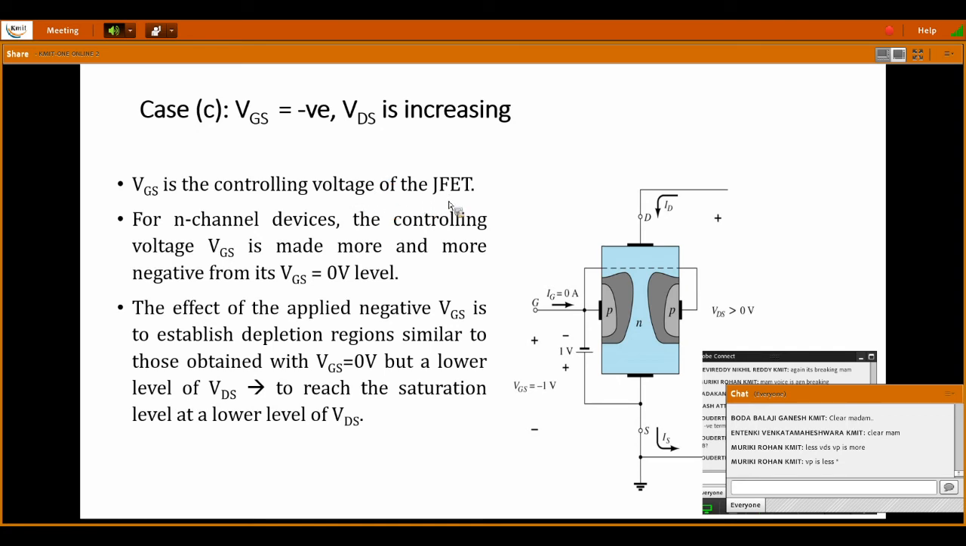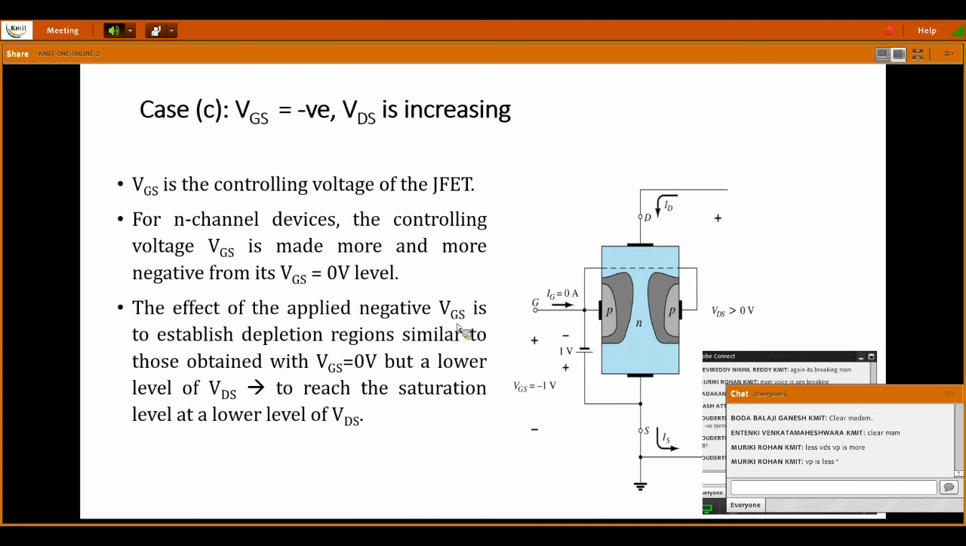VGS is the controlling voltage of the JFET. And second point, for N-channel devices, the controlling voltage VGS is made more and more negative from its VGS 0 level. Yes, if you want to control the output current ID, then VGS has to be varied. And the third point, you just go through it.